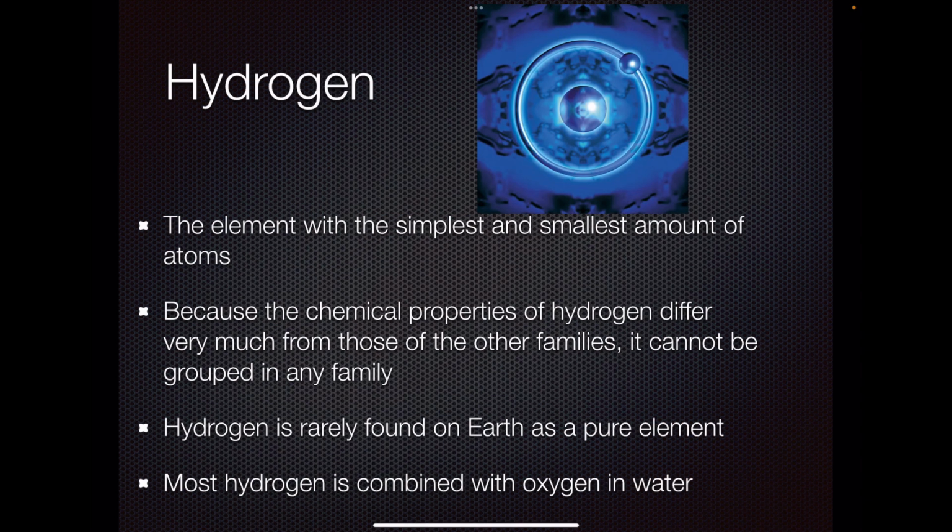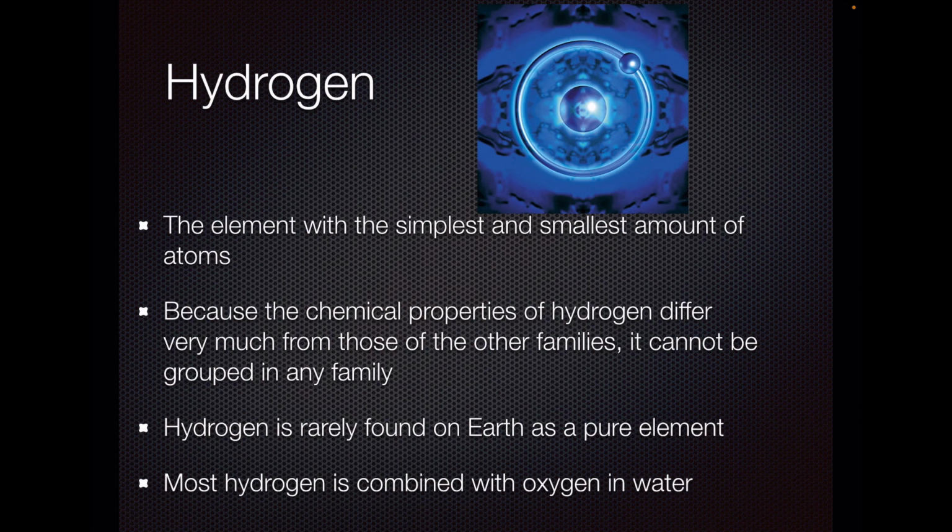So hydrogen, I told you we'd come back to hydrogen. Hydrogen should be the only element on your periodic table that is not colored in. Hydrogen is hashtag forever alone. So it is the element that is the simplest and smallest. It has the least amount of particles, atoms, everything. So because it is so different than everything else, it cannot be grouped into a family.